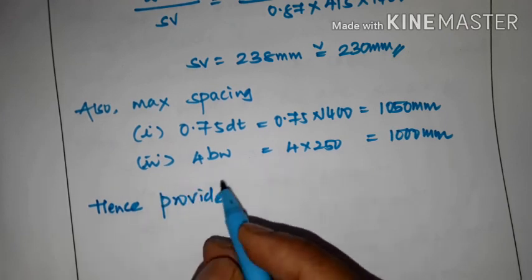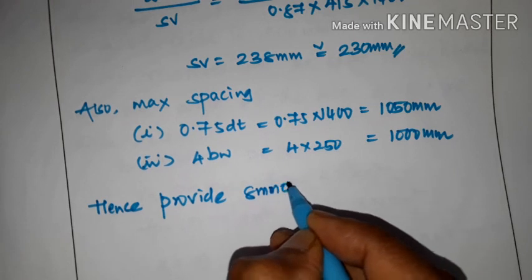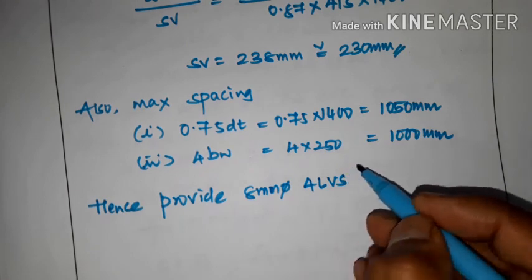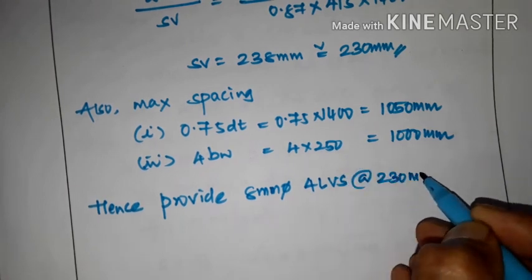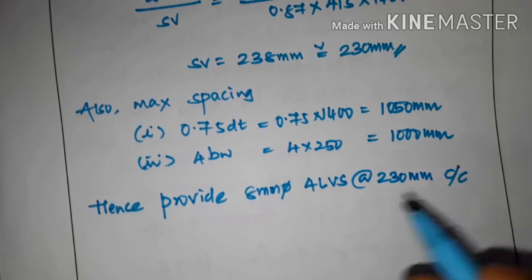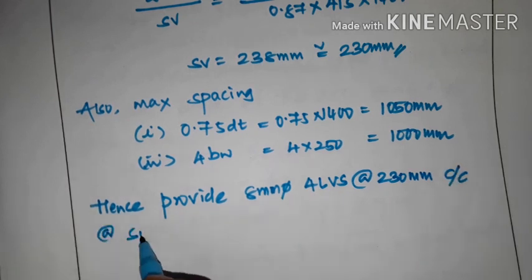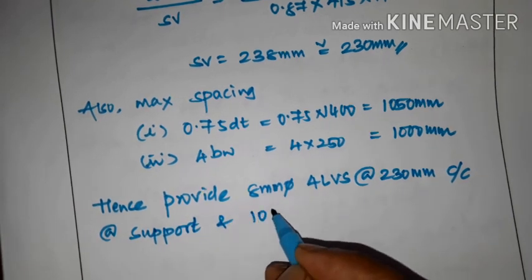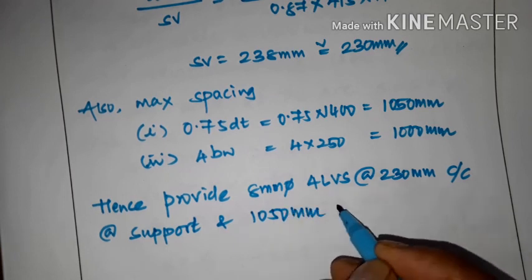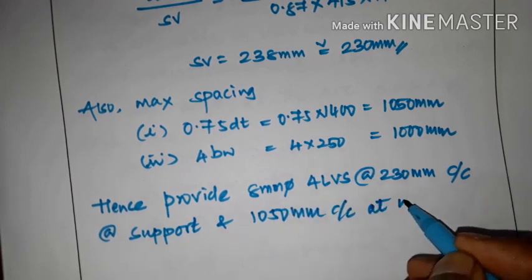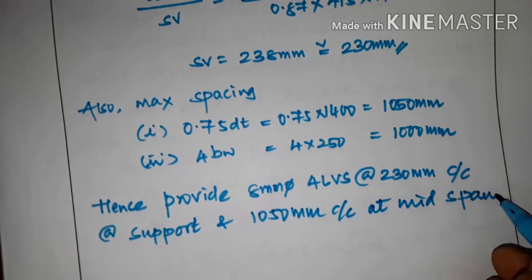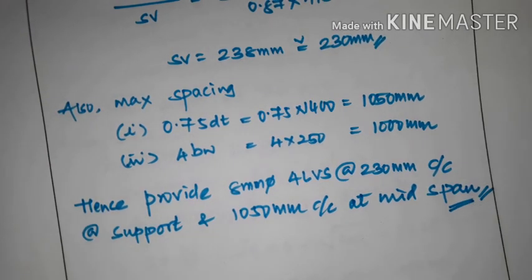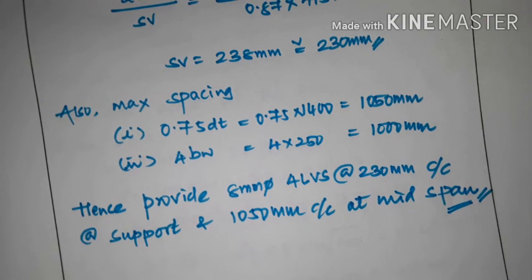Hence, provide 8 mm diameter 4-legged stirrups at 230 mm center to center at support and 1050 mm center to center at mid span. So this is regarding the design of shear for pre-stressed concrete beams.